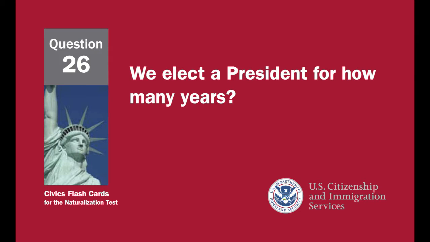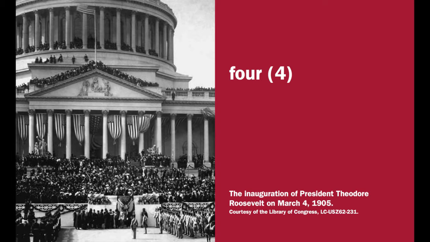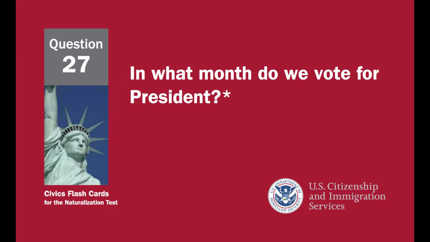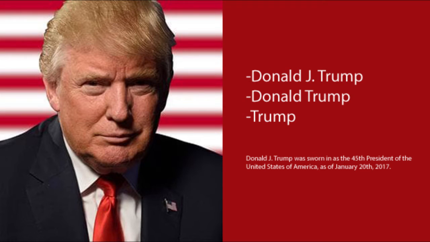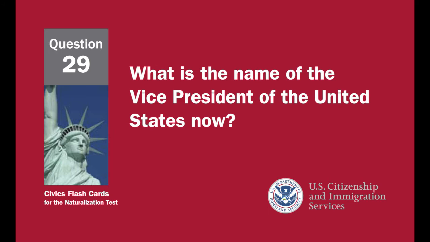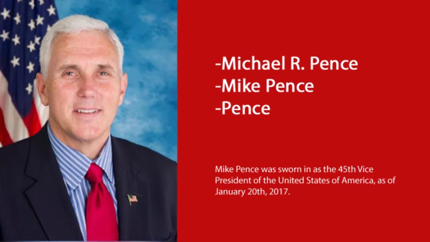We elect a president for how many years? 4. In what month do we vote for president? November. What is the name of the President of the United States now? Donald J. Trump. Donald Trump. Trump. What is the name of the Vice President of the United States now? Michael R. Pence. Mike Pence. Pence.